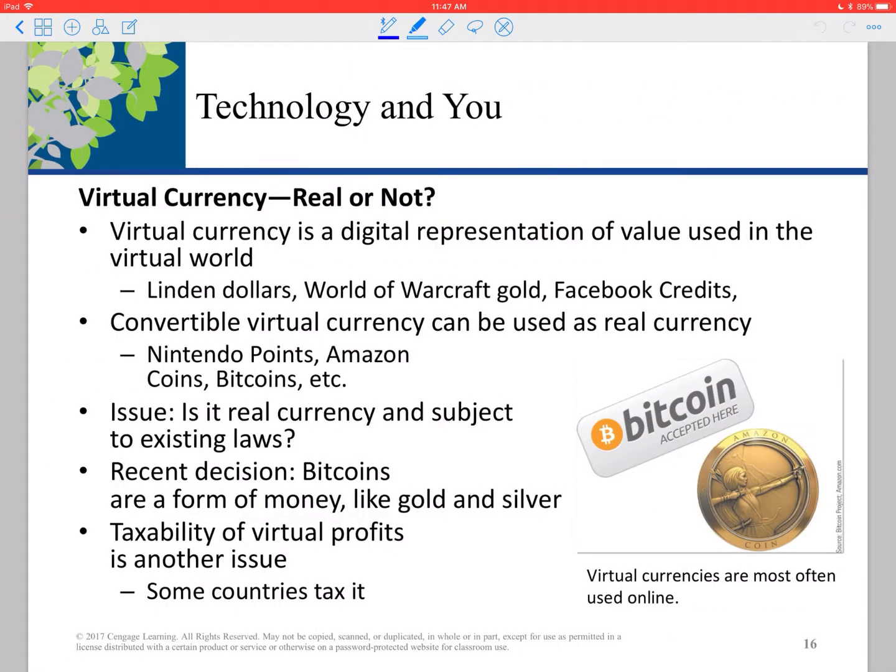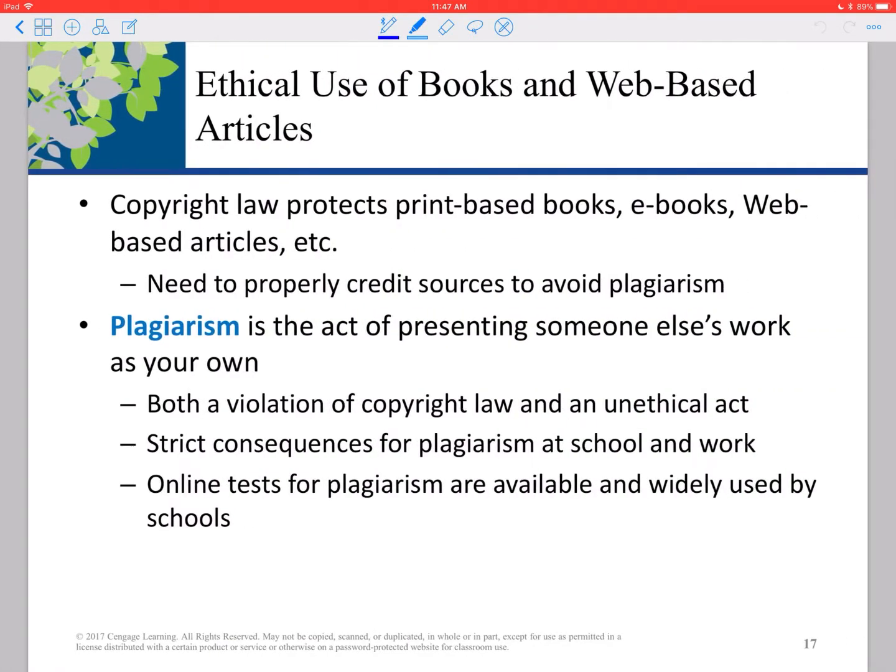So when we're thinking about these types of ethics, let's look at the ethical use of things that we consume online when we're talking about books and web-based articles. Now, everything that we consume online, if we go back to the first part of this chapter, is copywritten. Now, when we say copywritten, it doesn't mean that it is necessarily registered with the Library of Congress as a copyright. Excuse me. But it is copywritten and protected.